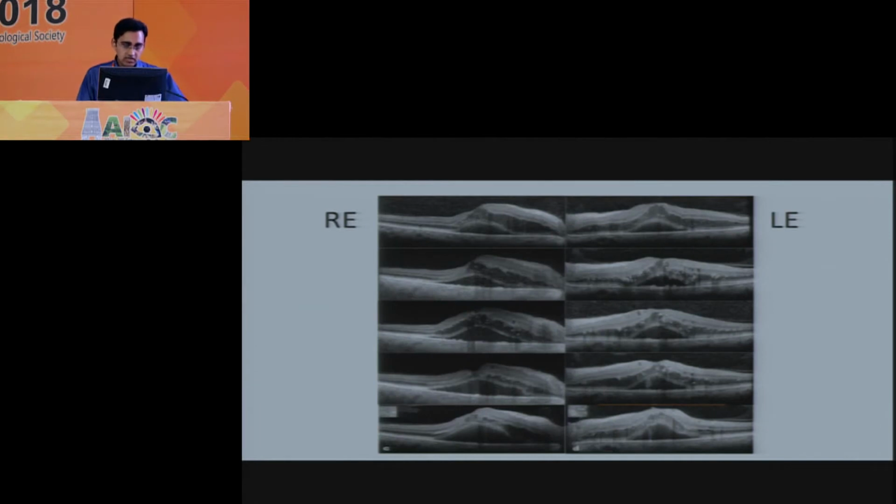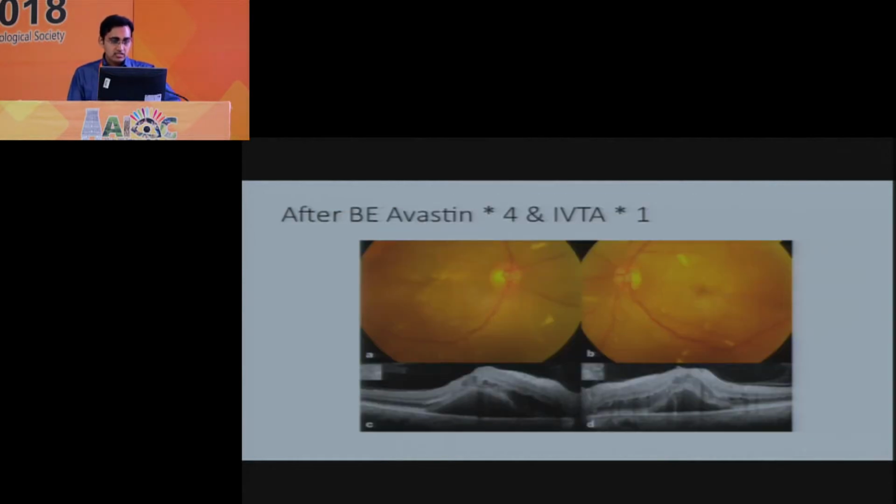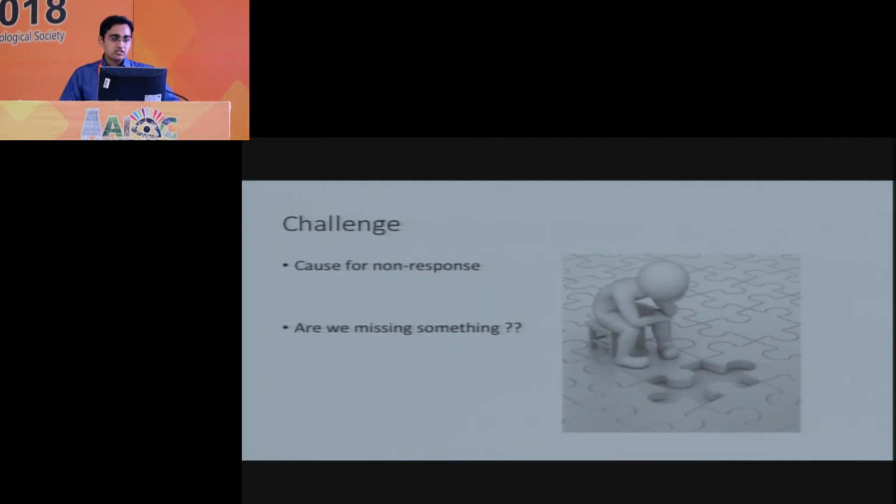Again, despite multiple intravitreal injections, Avastin as well as IVTA, the subretinal fluid seems to be persistently increasing. And this is the fundus photo which shows tortuous engorged veins along with pocket of subretinal fluid which was confirmed on the OCT. So the challenge in all these 3 cases was, what is the cause for the non-response? Are we really missing something in all these cases?